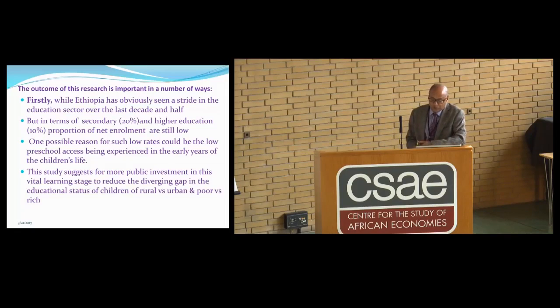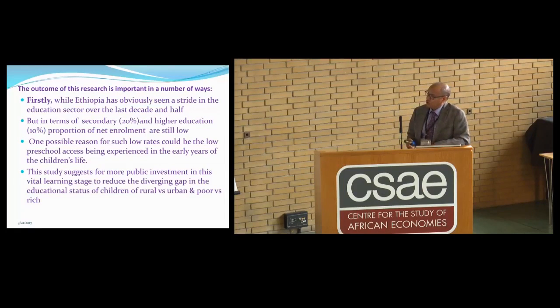First, while Ethiopia has obviously seen strides in the education sector over the last decade and a half, secondary education has only 20% enrollment so far. Higher education is 10%. The proportions of net enrollment are still very low. One possible reason for such a low rate could be low preschool access in the early years of a child's life. This suggests that more public investment in this vital learning stage must be designed.